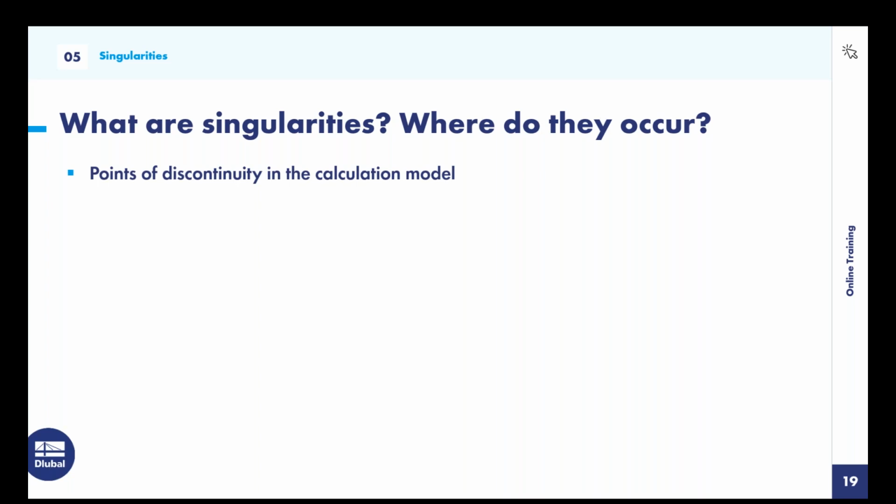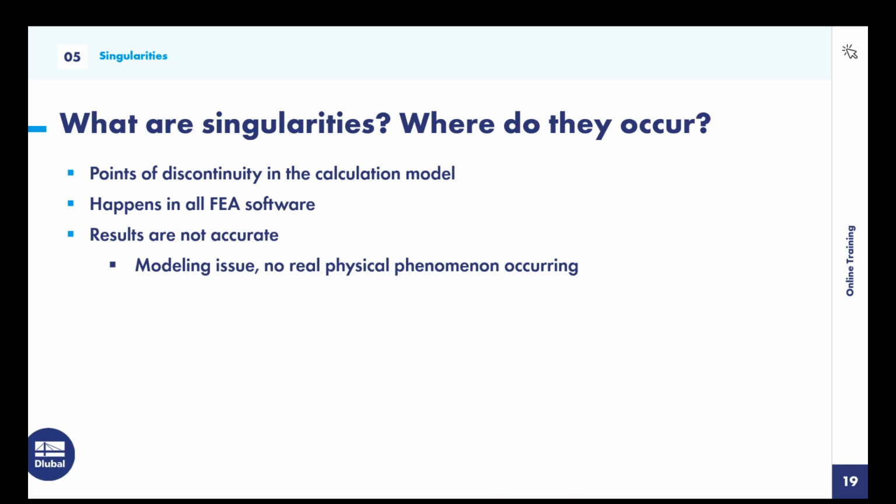So singularities are points of discontinuity in the calculation model, and this happens in all FEA software. And this is where the results are not accurate and can't be trusted with singularities. What this means is that there isn't really any issue with how the software solves the model, and there's not really any physical issue with the model itself. So keep that in mind when it comes to singularities.